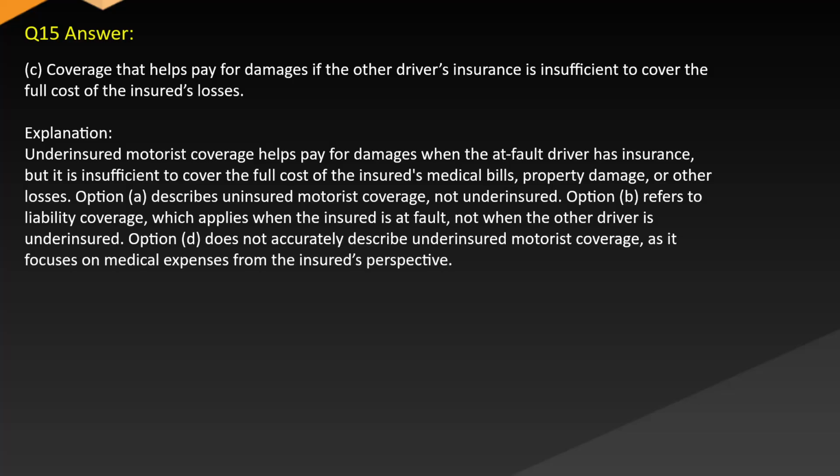Option A describes uninsured motorist coverage, not underinsured. Option B refers to liability coverage, which applies when the insured is at fault, not when the other driver is underinsured. Option D does not accurately describe underinsured motorist coverage, as it focuses on medical expenses from the insured's perspective.